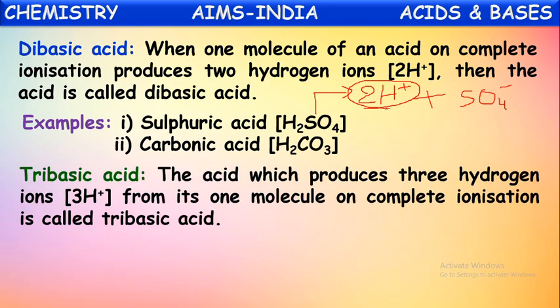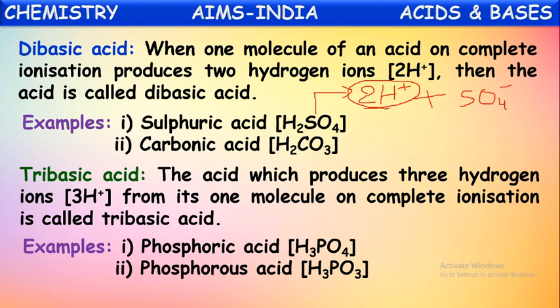Next, one more kind, tribasic acids. The acids which produce 3 hydrogen ions from each molecule on complete ionization are called tribasic acids. For example, phosphoric acid, H3PO4. On dissolving into water, this produces 3 H plus ions and 1 phosphate ion, PO4 minus ion. So in this way, each molecule of phosphoric acid produces 3 H plus ions. These kinds of acids are said to have basicity 3 because from each molecule 3 H plus ions are produced. These are called tribasic acids. The acids which produce 3 H plus ions from each molecule are called tribasic acids. Phosphoric acid, phosphorous acid, etc.